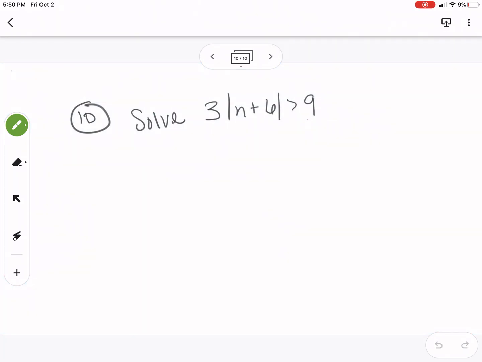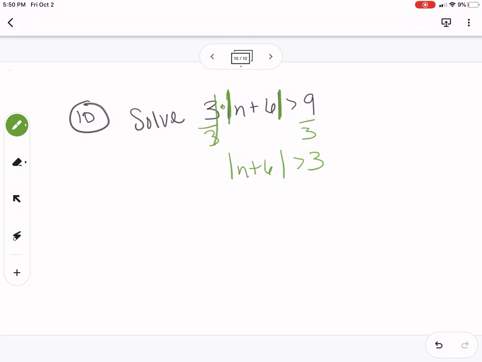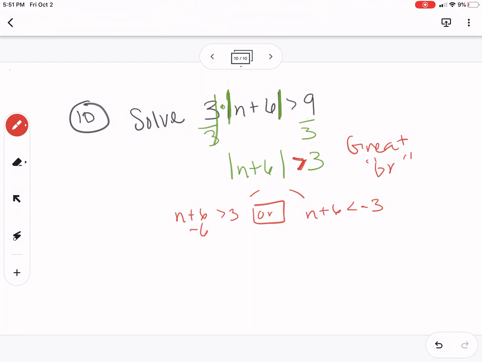Our last problem here is also an absolute value inequality, but this time we need to get the absolute value by itself first. So since they're multiplying 3, I would divide by 3. Now that it's by itself, I'm going to decide if this is an and or an or. Well, remember, if you look at your symbol, greater sounds like great-or. So this is an or problem. So I have n plus 6 is greater than 3, or n plus 6 is less than negative 3. And we can solve these for n.